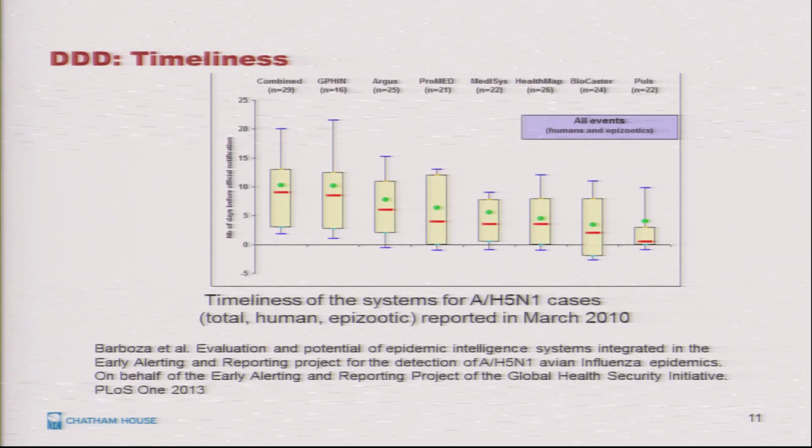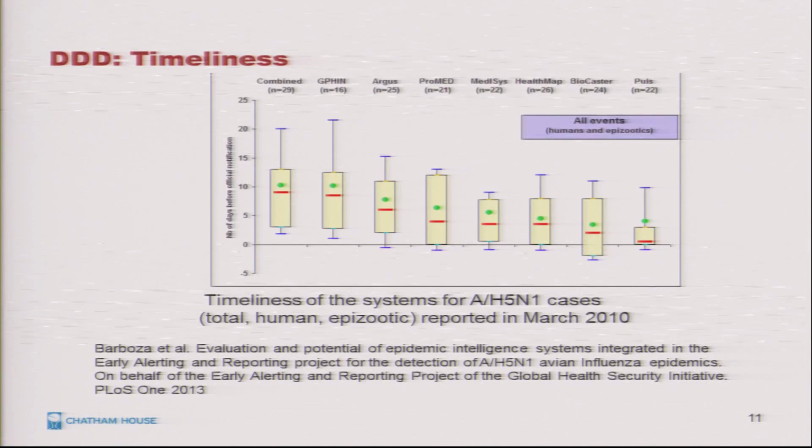One of the main foreseen advantages of digital disease detection is improved timeliness and the ability to detect health events earlier than traditional surveillance systems. And data and evidence supports this quite strongly.